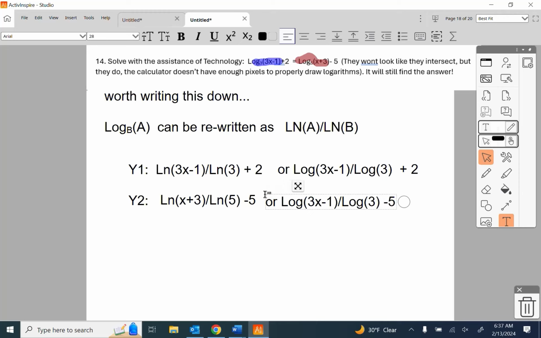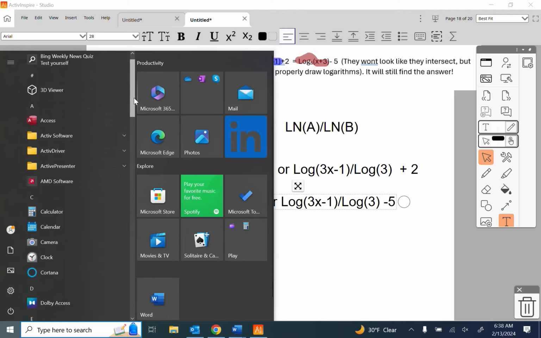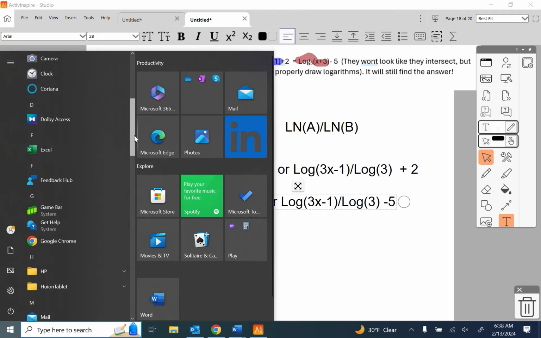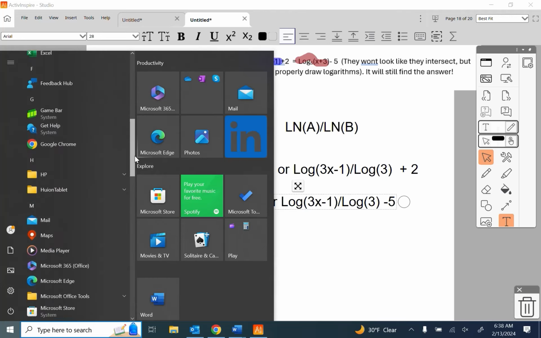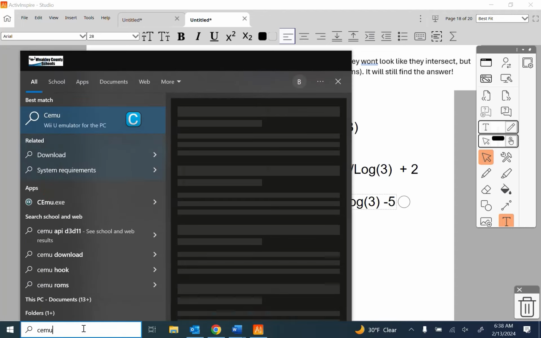So pick either one. But it says solve with the assistance of technology, which means you get to graph. Because that's probably the only technique I've taught you how to do on a problem like that. These can be done by hand, but they're pretty rough to do. And doing one of those by hand would be beyond the scope of this class. So I'm not asking you to do it.